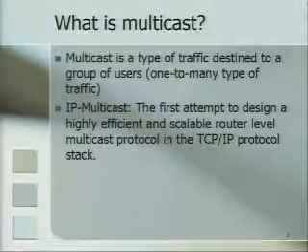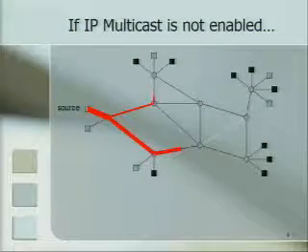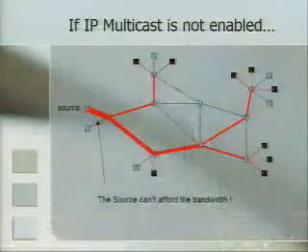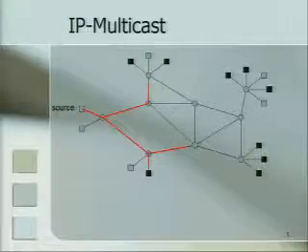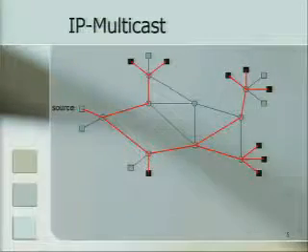So you all know about what multicast is. It's a single to multiple destination type of traffic, and IP multicast is an efficient way of implementing that. If IP multicast is not enabled and you want to send something to multiple destinations, you have a huge bandwidth at the source that you have to consume. And if you do have IP multicast, then you don't have to pay that much for the bandwidth at the source. So it's very simple.